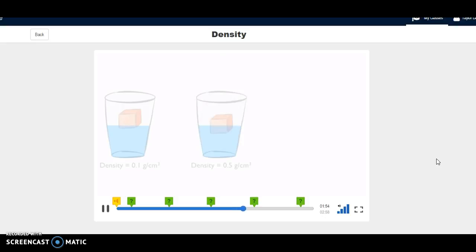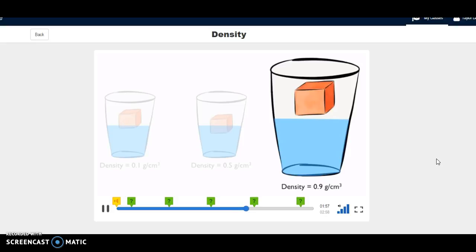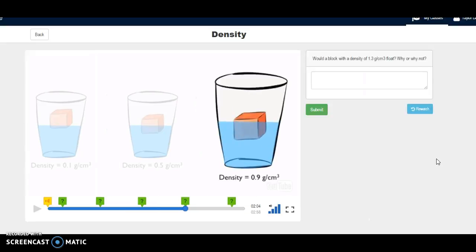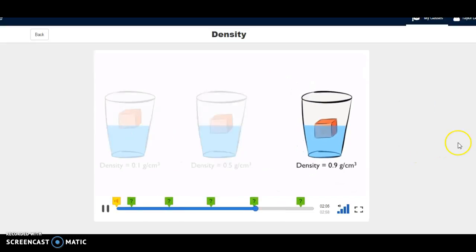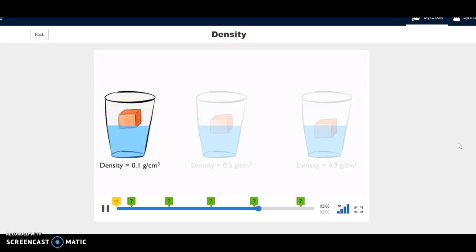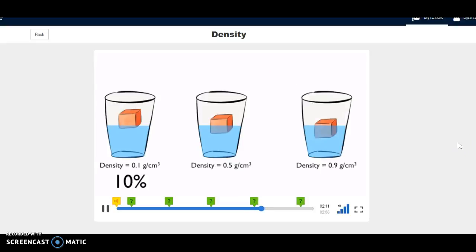Notice that more of the block was below the waterline. Another block with a density of 0.9 is also less dense than water, so it will float. See that its density increases. More of the block is below the waterline.